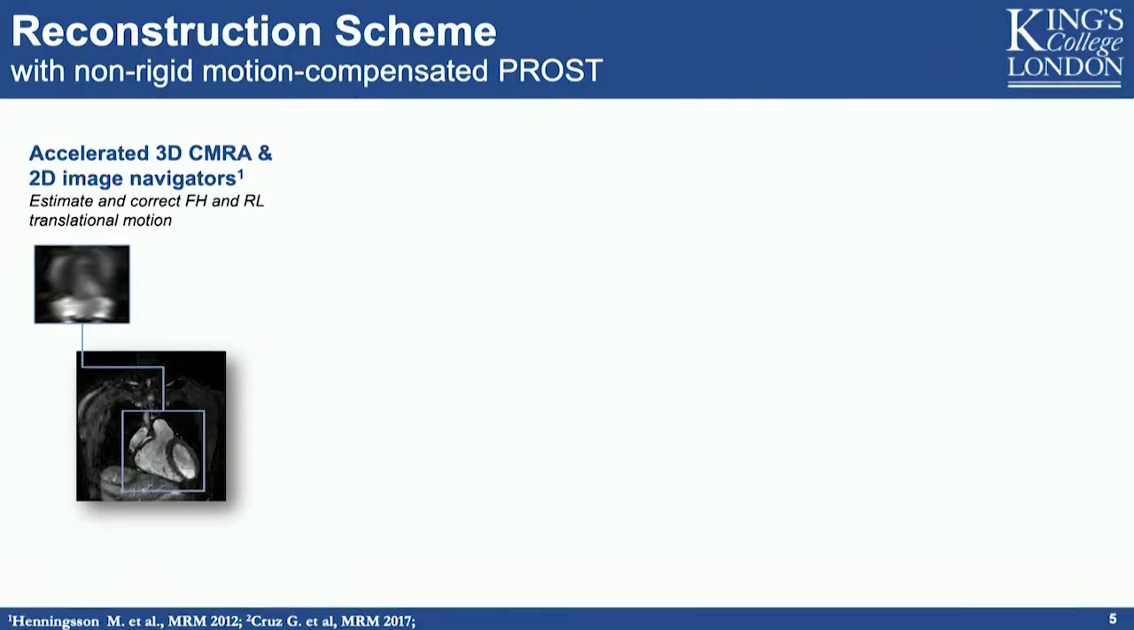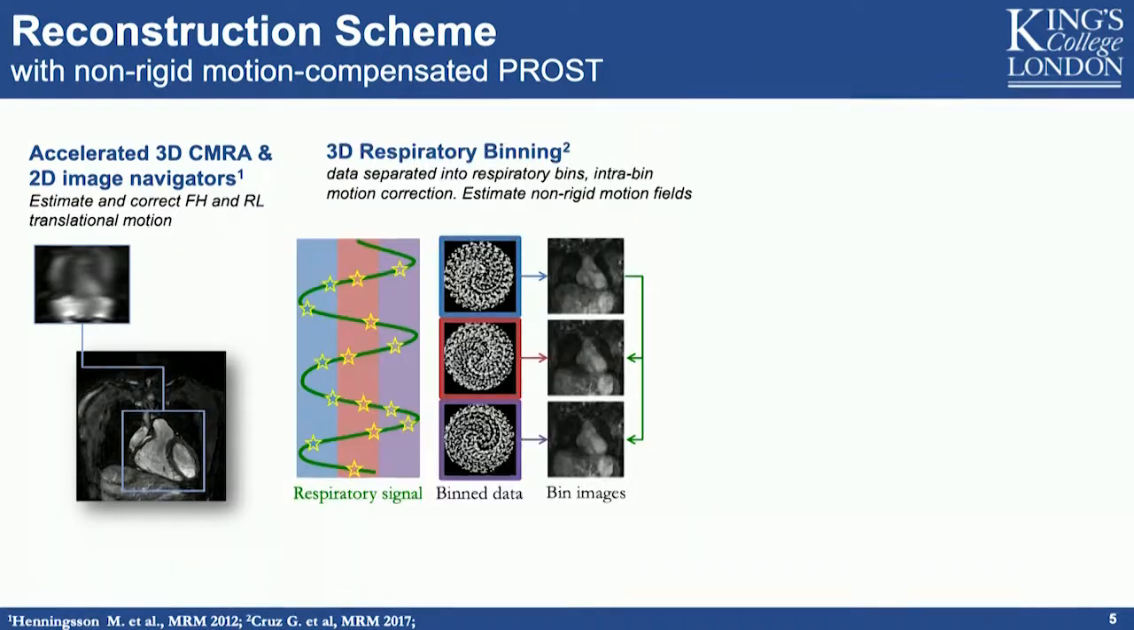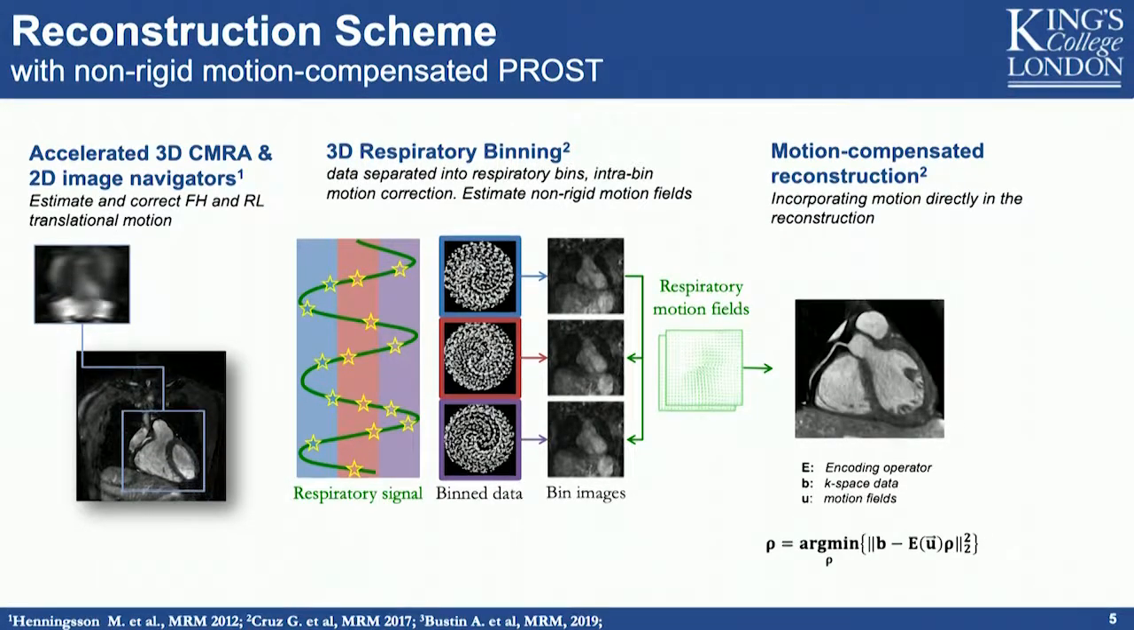This is what I'm going to show you today with this non-rigid motion-compensated PROST reconstruction, where we first use the 2D iNav to extract a respiratory signal. And this signal is used to bin the data set. Here we use a binning of 5 respiratory phases that are then reconstructed to extract quite accurate non-rigid 3D motion fields. And then we use those motion fields inside a motion-compensated reconstruction. So the main contribution here is that we put those motion fields inside this data fidelity. This is the U variable that you see there.